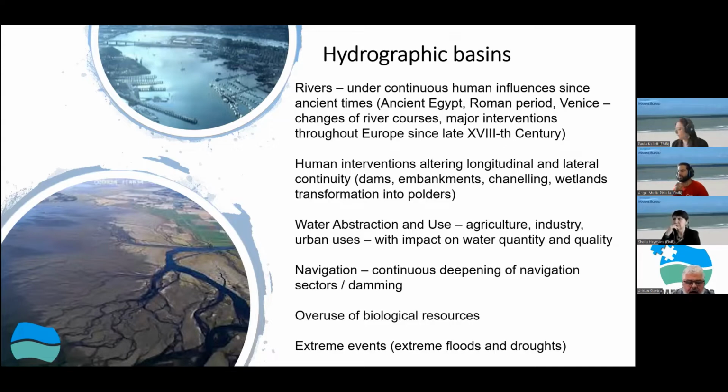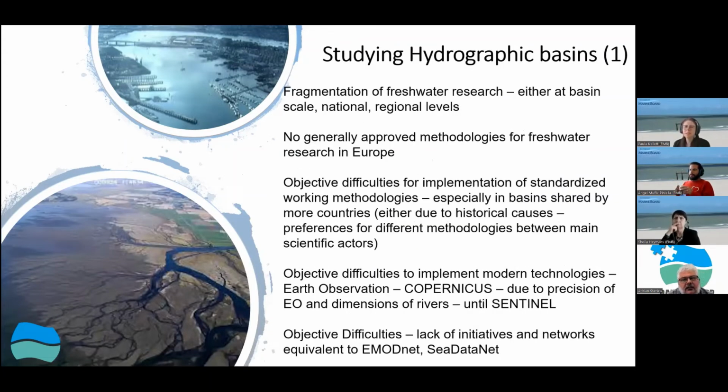And what we have so far: in spite of the scientific revolution over the past 50 or 60 years, we notice a multitude of extreme events, extreme floods and droughts, that still occur with huge impacts on society. It's true, probably human society has forgotten its self-preservation reflexes, and has been building even in the floodplains. But the number of extreme events has also been increasing. So what about studying hydrographic basins?